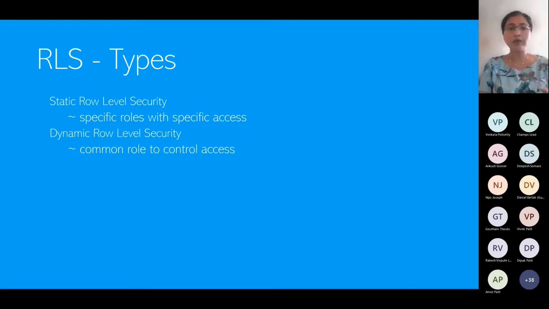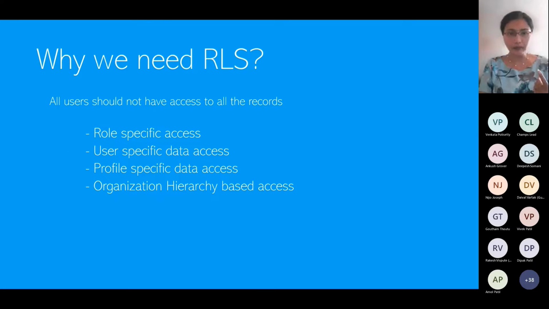So we will be talking about two kinds of RLS here: static row level security, which gives specific roles created for specific people to access it, or dynamic row level security, where we will have a common role, but it will work in a dynamic way. Why do we need it? What kind of scenarios do we have?